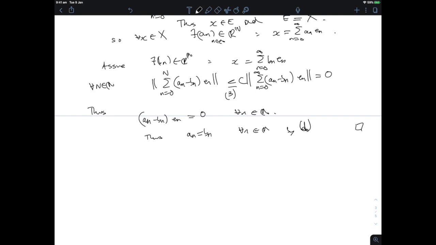Really, to be a basis, you need the closure of your span to be the whole space. You need all the vectors to be non-zero, and crucially, you need uniform boundedness of the partial sum projections. That is property 3 in this proposition.